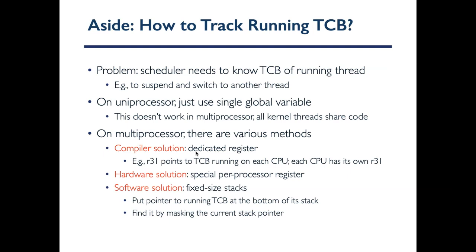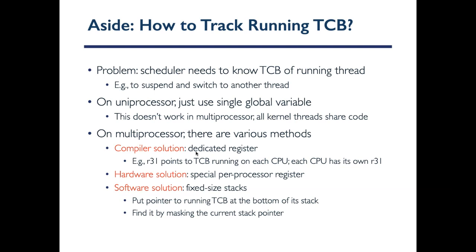But what happens in a multiprocessor? Can you still have a variable that you use? Well, it's a little bit tricky. Why? Because all the kernel threads use the same code. If you only have one variable pointing to the running TCB, and you have, let's say, four processors, the scheduler code might run on each one of those processors and attempt to change that variable, and then you don't know which running TCB that variable is pointing to.